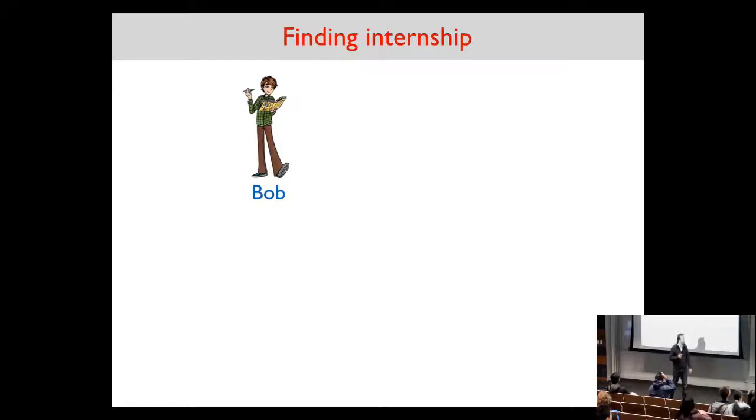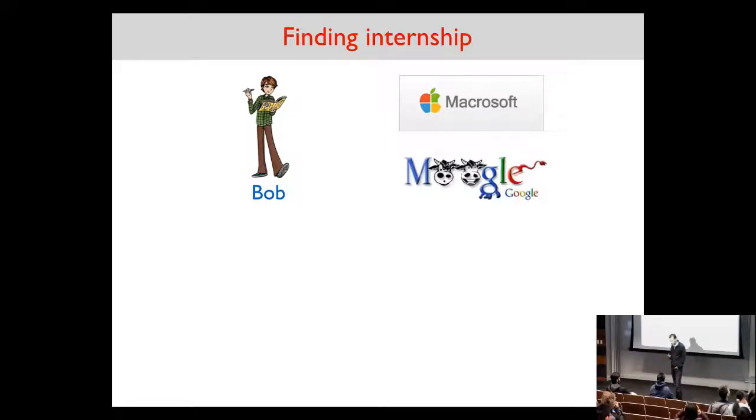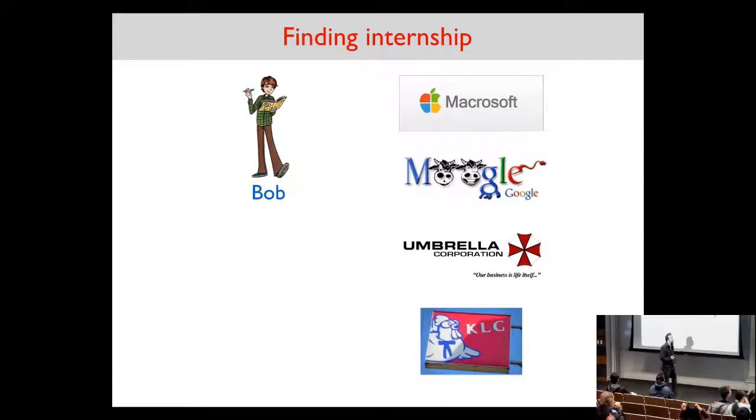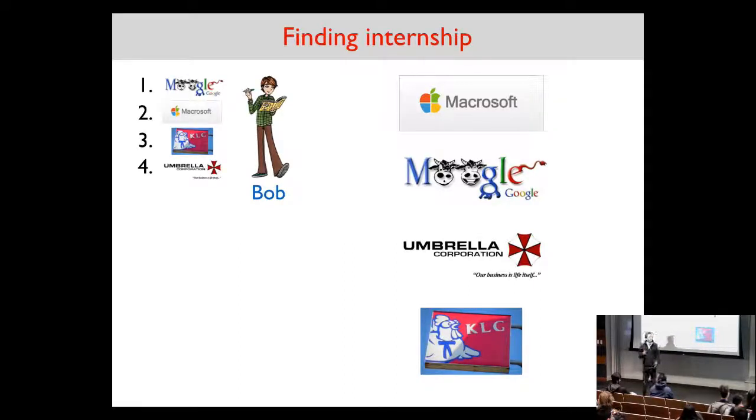So let's say that's you, Bob. And you have some options. You've done some research. So you say, OK, maybe I can work at Microsoft, or maybe Moogle, maybe Umbrella Corporation, or KLG, I don't know. And you've done your research, you have a preference list. So you can order these companies and say, well, I like Moogle the best, and then afterwards I like Microsoft. And then if that doesn't happen, then I'll be OK with KLG. And my last option will be Umbrella Corporation.